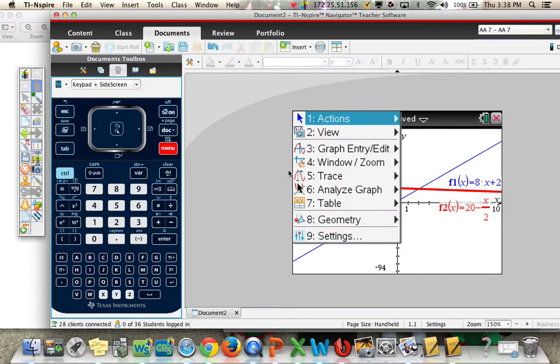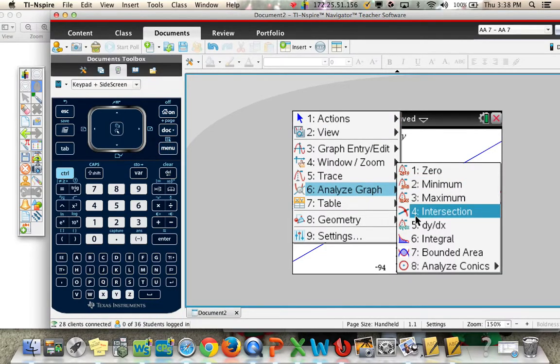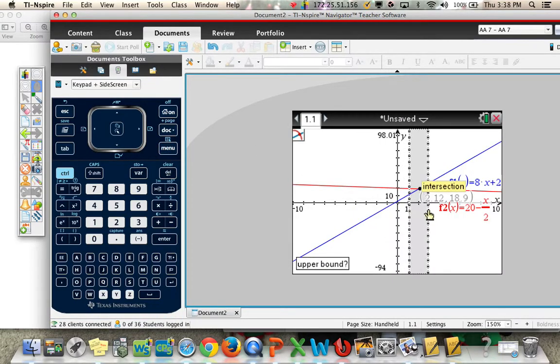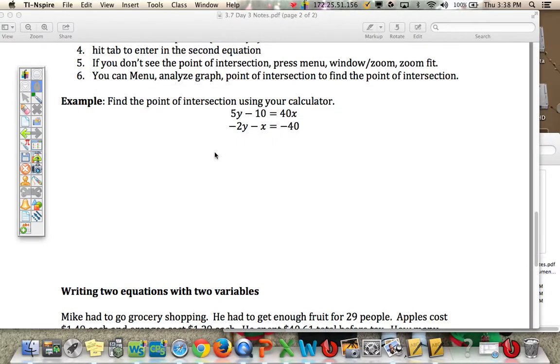We can calculate it. Menu, analyze graph, point of intersection. Go to the left and go to the right. Here's the point of intersection, 2.2, 18.9. So it's pretty easy to use if you can get y by itself.